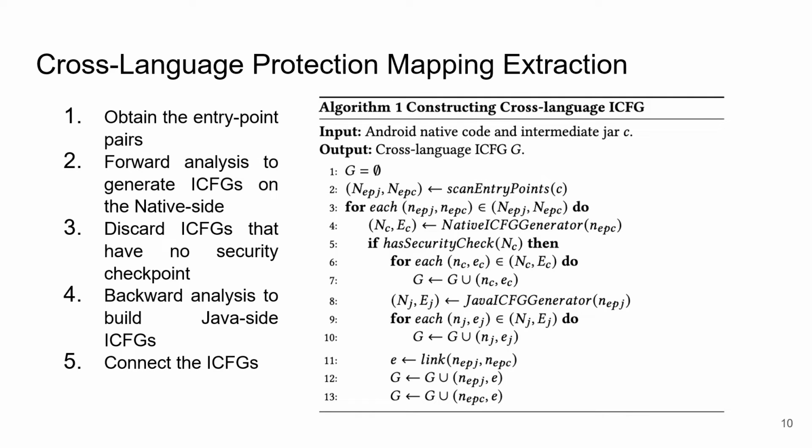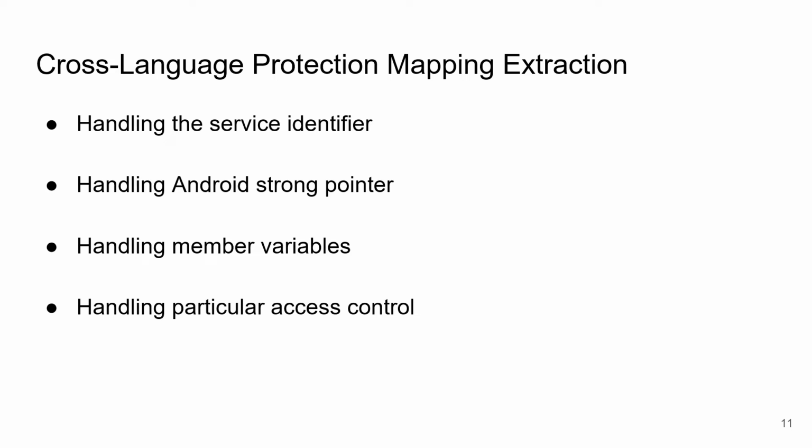It first obtains the entry point pairs, then it conducts a forward analysis to generate SFG on the native side. In the third step, it discards SFGs that don't have security checkpoints. NativeDroid then offers a backward analysis to build the Java-side SFG. We further process some mechanisms during the cross-language SFG generation.